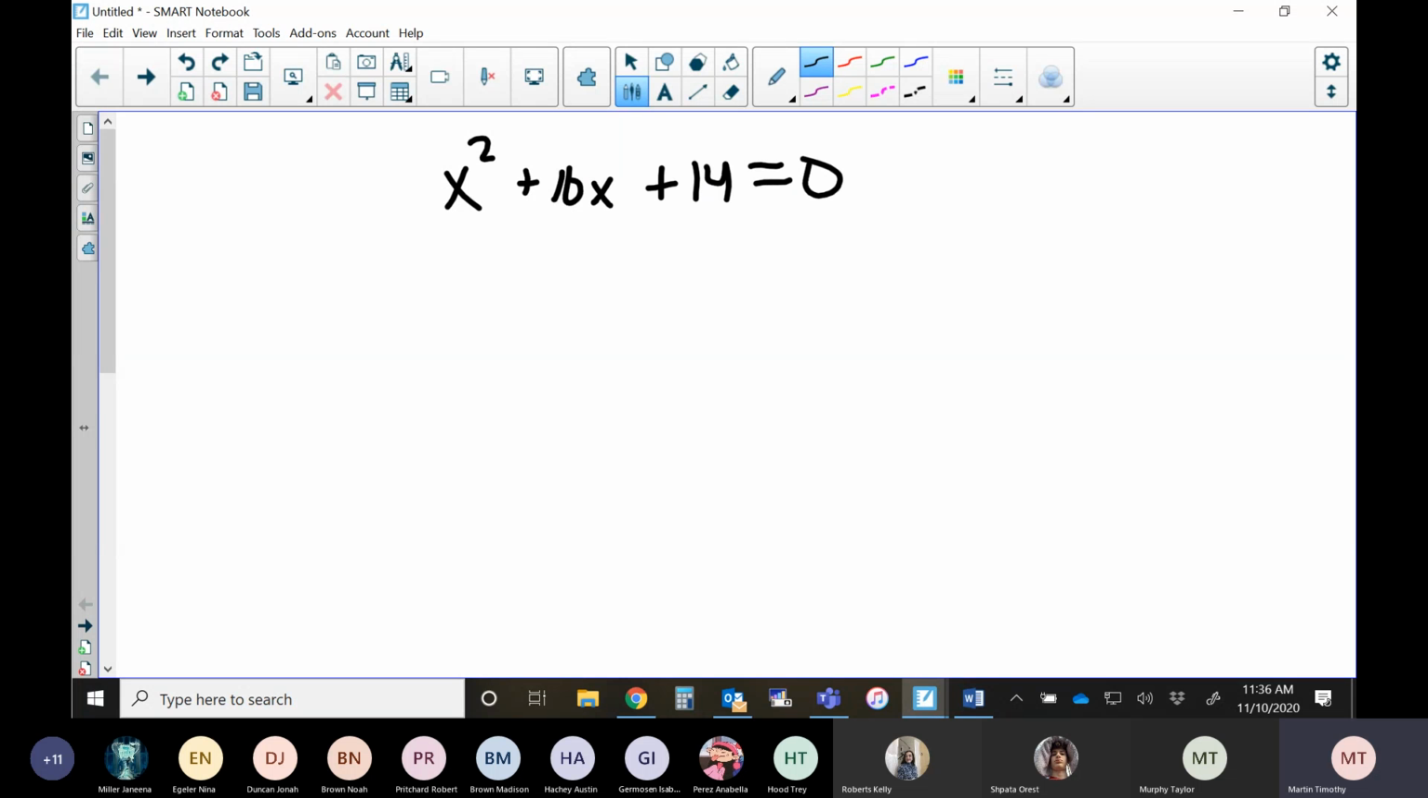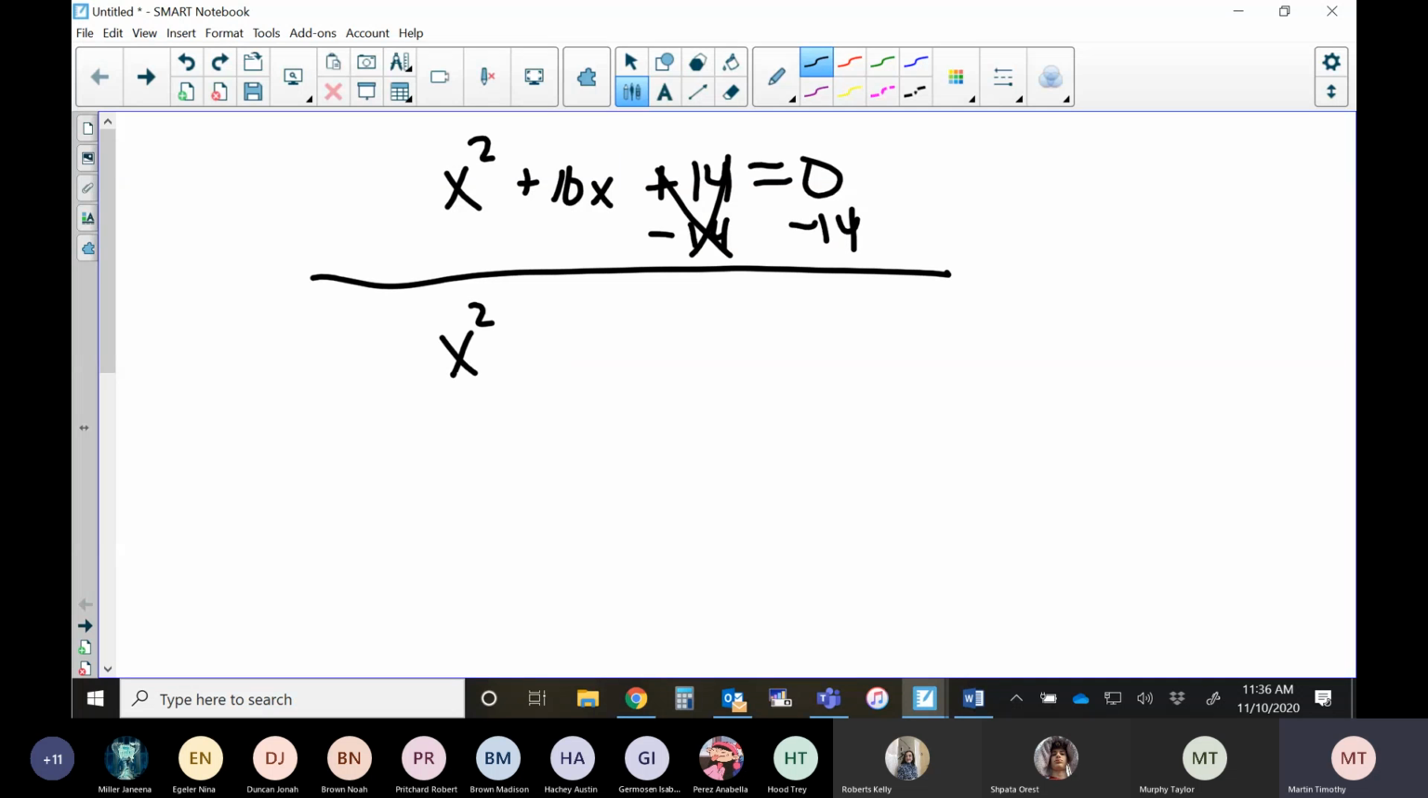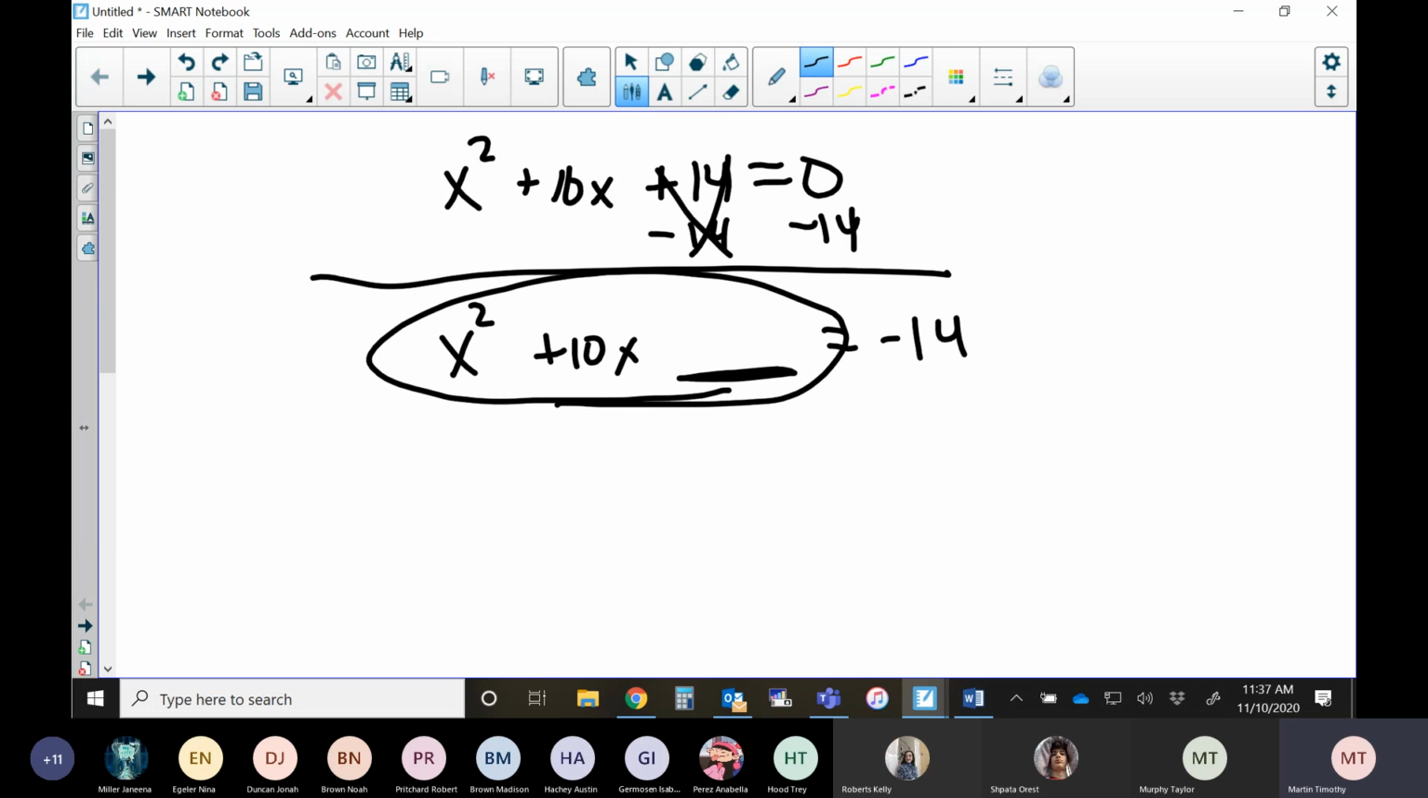So they tell you, being nice, to solve this by completing the square. That's a 10 in the middle, not a 16. Well, since they tell me that, the first thing I'm going to do is get rid of this 14 to the other side. And then I'm going to go, okay, x squared plus 10x, and then I'm going to leave a space, equals negative 14. I need some number that's going to make this a trinomial that's a perfect square.